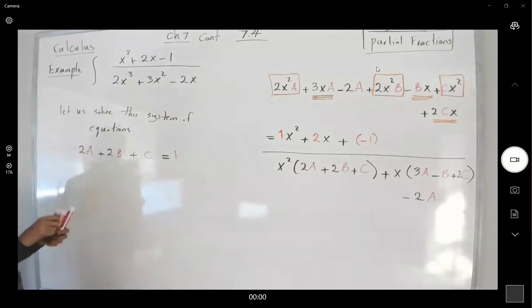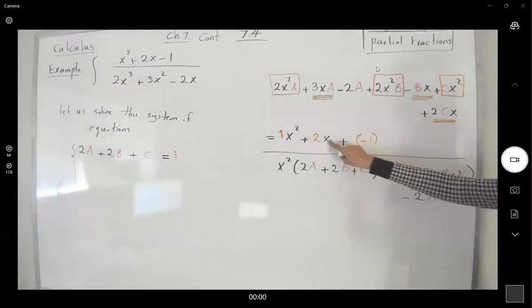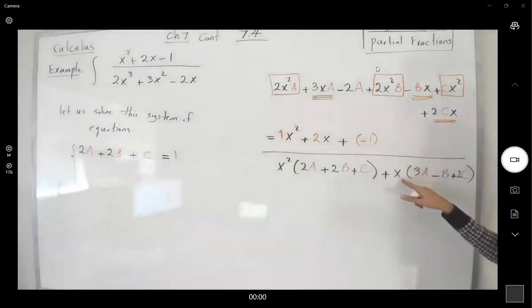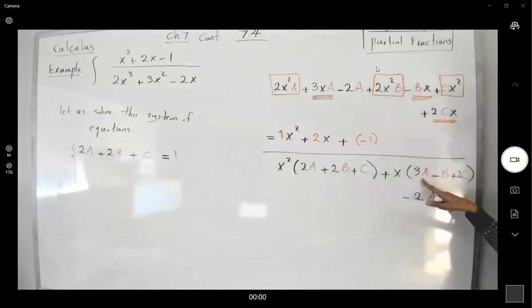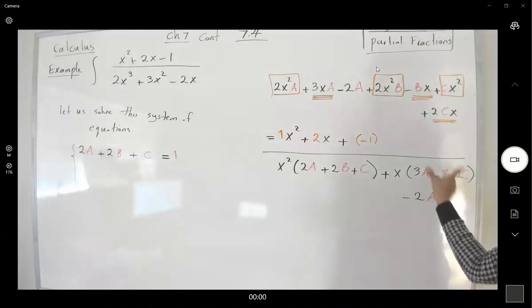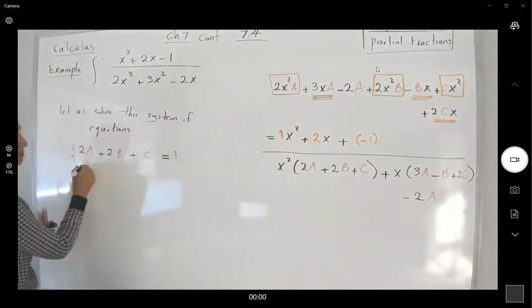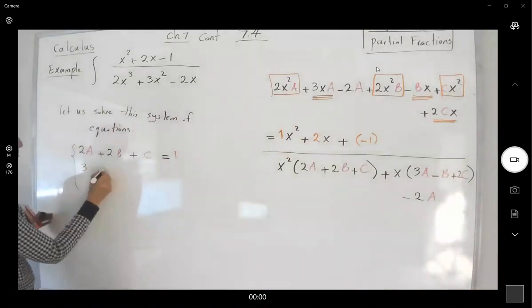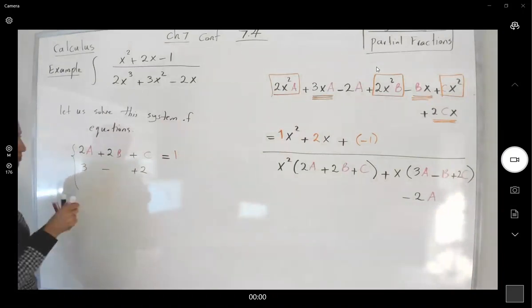And then the second equation, x and x, they are the same variable. The coefficient for x is 2, but the coefficient for this x is dependent on a, b, and c. These are just numbers. So it means that this expression is equal to 2. 3a minus b plus 2c is equal to 2.